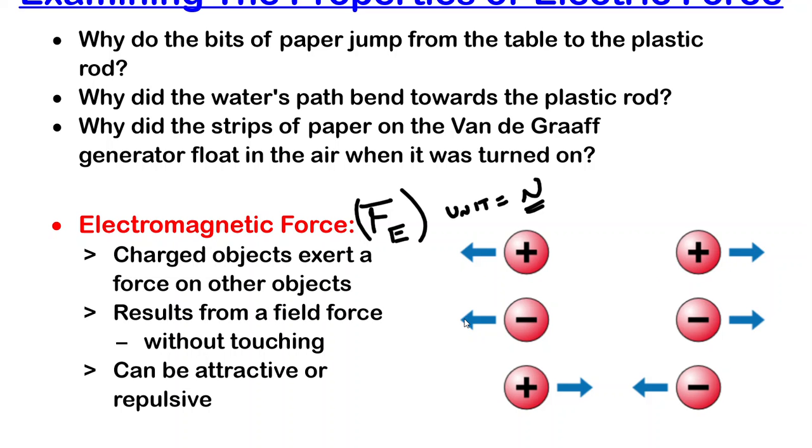One that we're really familiar with is gravity. Gravity isn't actually touching you. You are in a gravitational field, Earth's gravitational field, and because of that, you are pulled down or towards the center of Earth. So that would be another example of a field force, a force that occurs without touching. So electromagnetic force, force between charged objects that pushes or pulls them. It is the result of a field force, and it can be attractive or repulsive.